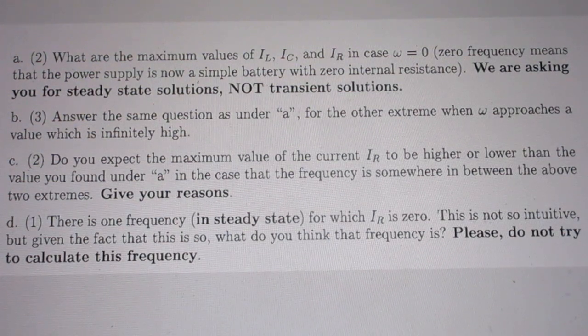Now comes a somewhat more complicated question. Is the value V0 over R higher or lower than when omega has not extreme value zero or infinity, but it's in between somewhere? We already argued that when it is infinity, then IR is V0 divided by R. If omega is zero, then I through the resistor is also V0 divided by R. So obviously, it can never be higher than that. So at any other combination whereby omega is somewhere in between zero and infinity, clearly the current through the resistor must be lower.